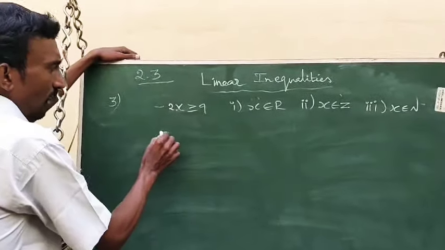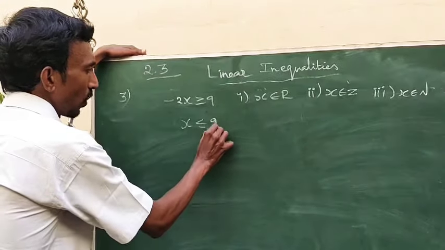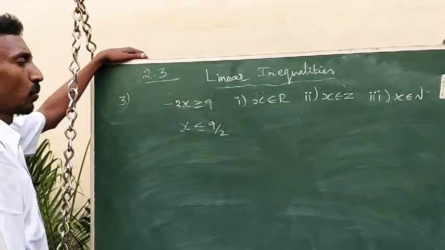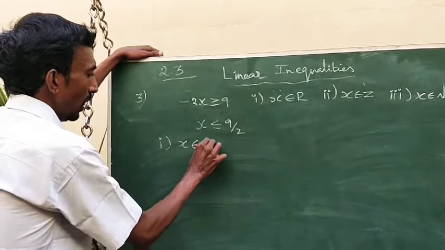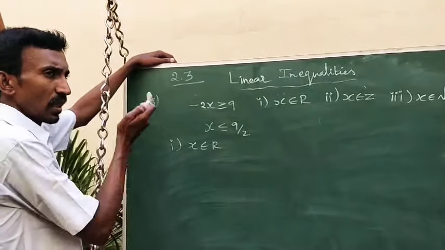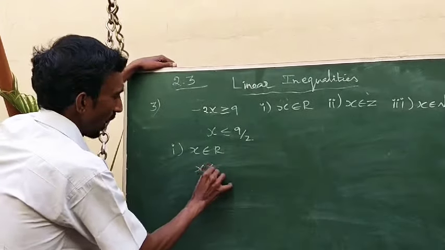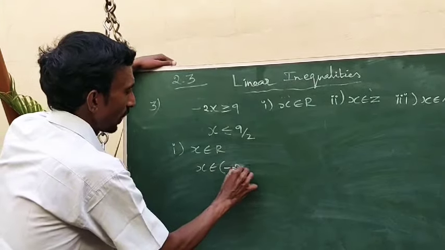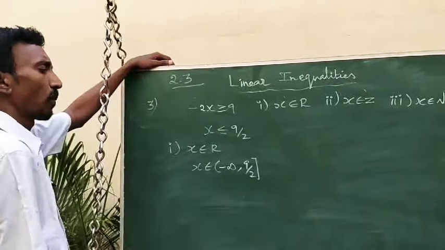Okay. So multiplying by minus 1 by 2, we are getting x less than or equal to 9 by 2. 9 by 2 means 4.5. So for the first one, x belongs to real numbers. Real numbers less than or equal to 9 by 2 means the left-hand side, going up to minus infinity. So x belongs to minus infinity comma 9 by 2, included. Or if you want, you can write 4.5.